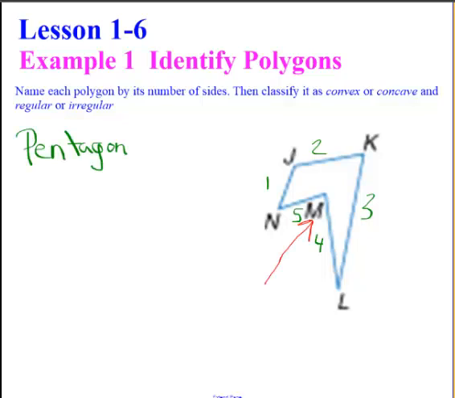Next, we want to decide if it would be convex or concave, and another way to remember that concave kind of caves in on itself. If line LM is extended, it would pass through the interior of the pentagon, so this pentagon would be concave. And finally, we would need to tell if it is regular or irregular. Since it is concave, the pentagon must be irregular. And we can tell that too because all of the sides aren't the same length and all of the angles are not the same measure.